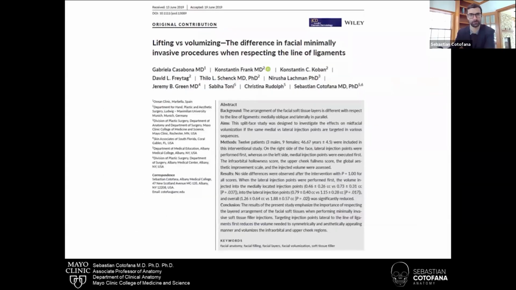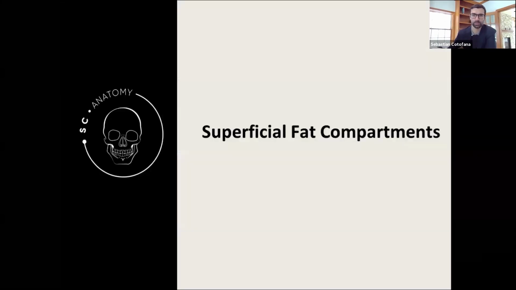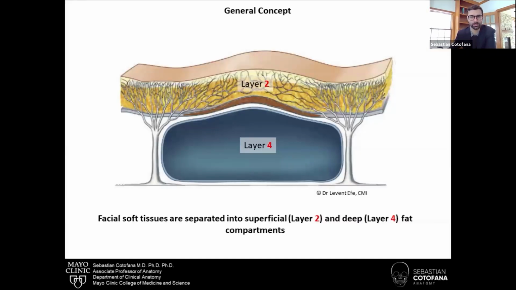And this is the publication, which was published in June in 2019. So this is why you need to know layers and why you need to know about the line of ligaments. But let's go into a greater detail about layers of the face. And of course, when we speak about layers, it's important that you know about superficial fat compartments. The question is, where are the superficial fat compartments located?